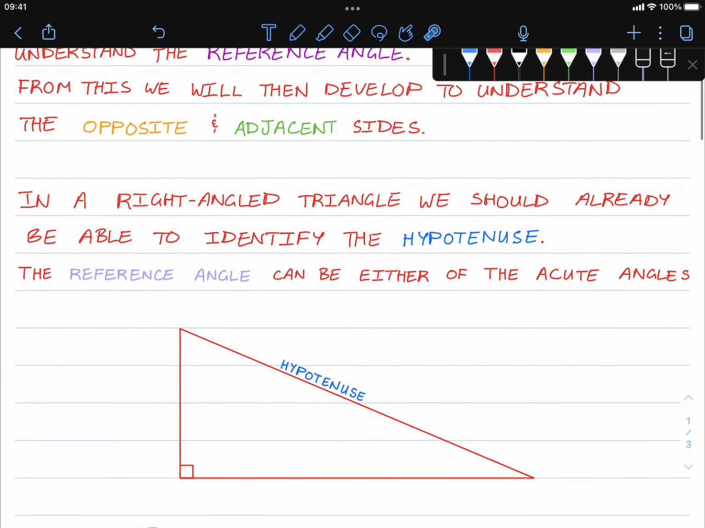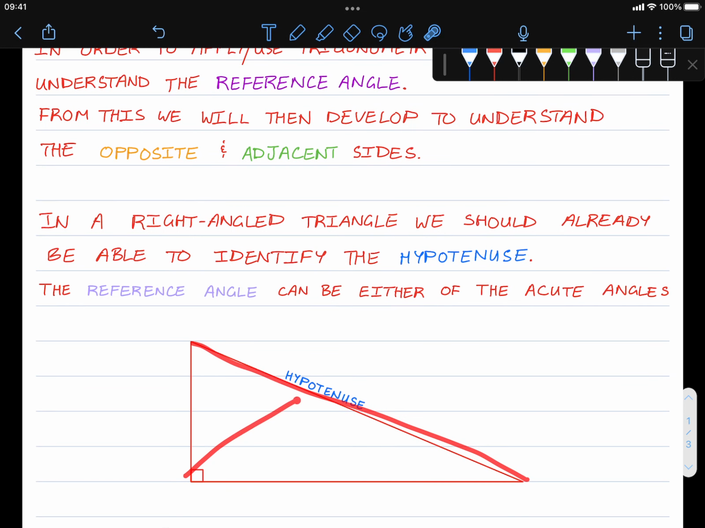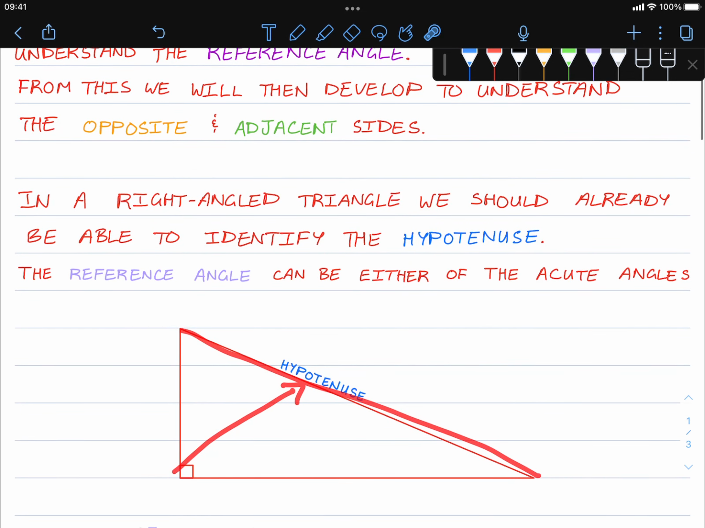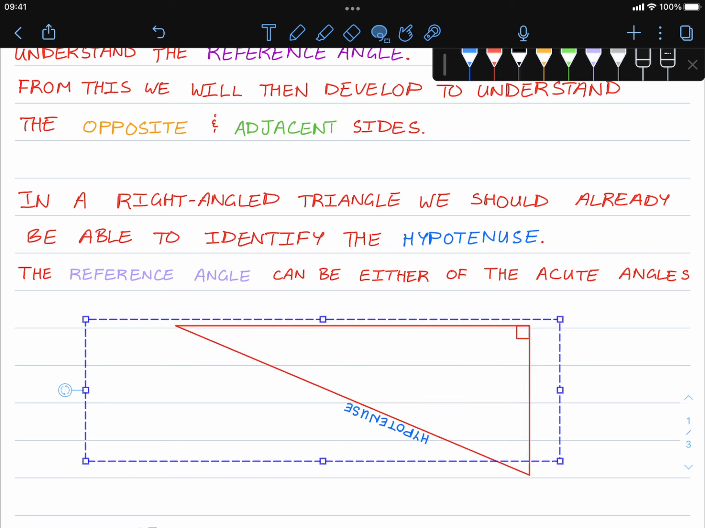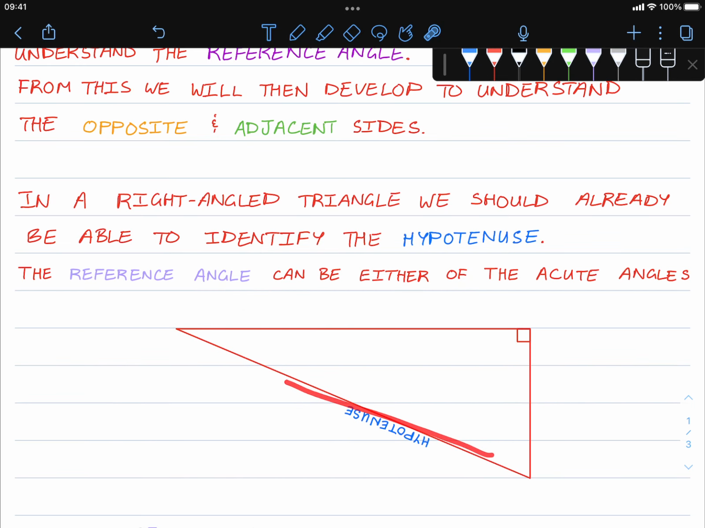So, in a right-angled triangle, we should already be able to identify the hypotenuse. How I teach this is if you see the right angle in a right angle triangle, the hypotenuse is always being pointed to by the right angle. So if it were rotated like this, we can still find the hypotenuse because the corner of the right angle is pointing to the hypotenuse.